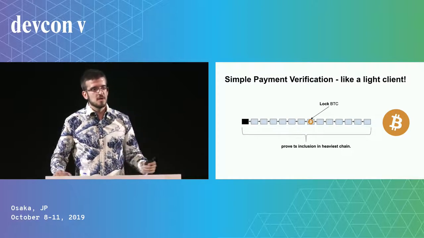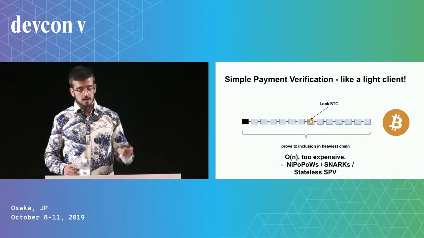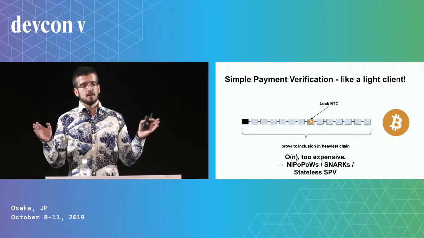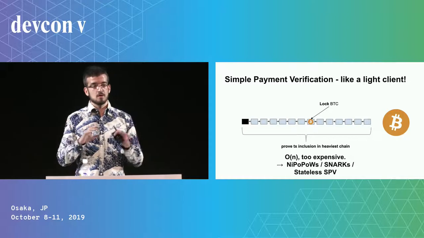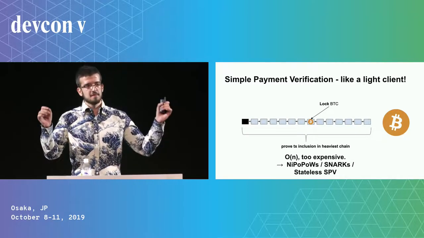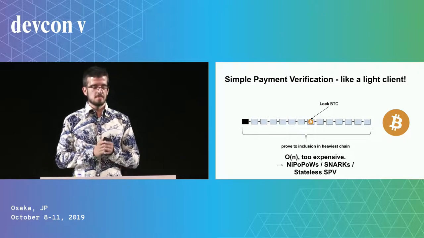So instead of providing the full chain, you provide the chain of headers along with Merkle proofs of your transactions. And what you're trying to convince is that the chain that you're giving is actually the longest chain. This is too expensive. This is too long. It's linear. I need to provide you a proof so that you're guaranteed that I'm giving you the best chain without ever having any trusted checkpoint. I need to give you genesis, a bunch of Merkle proofs, and you should be convinced. That's way too expensive. So there are some techniques called NIPoPoWs.